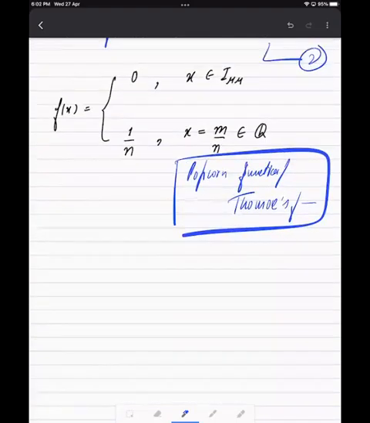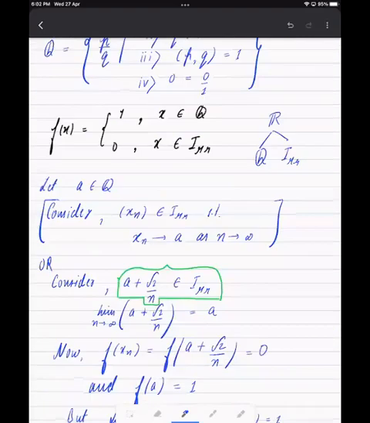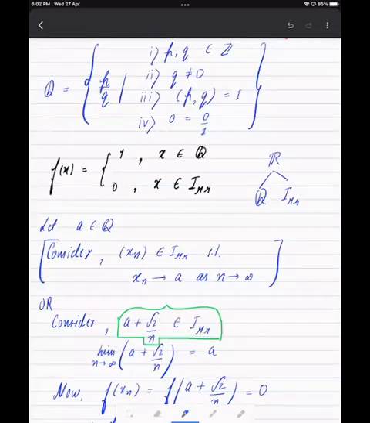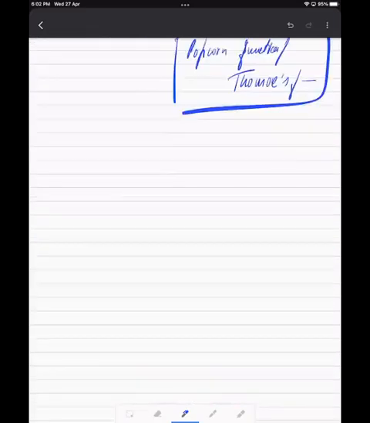Now, the shortcut I have told you to check the point. This is a shortcut, and a shortcut always has a flaw. It may or may not work. Here it won't work.